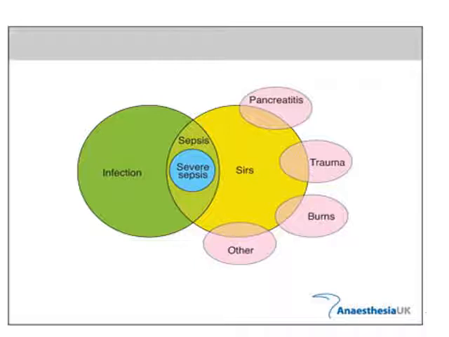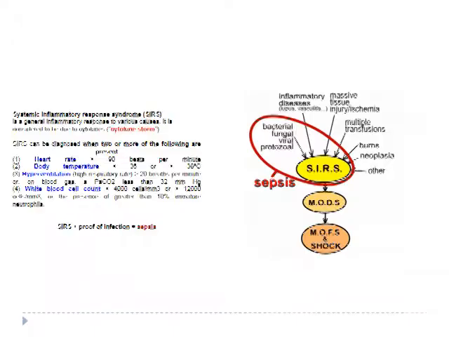So you can see on that right side, any of those things can cause a systemic inflammatory response. So the pancreatitis, which we talked about, traumas, burns, any other types of injuries or insults that cause that inflammatory response can lead to sepsis.